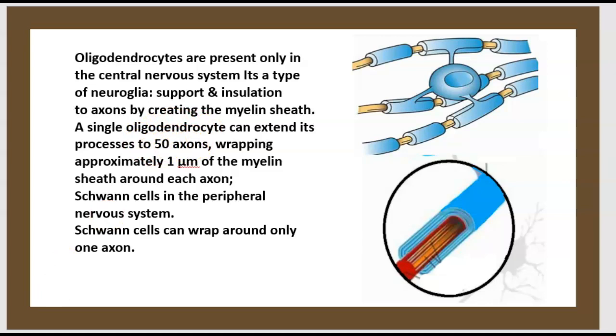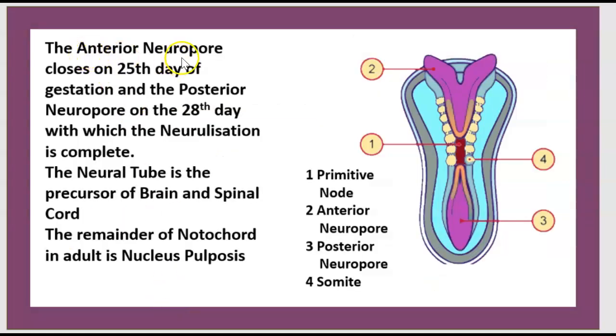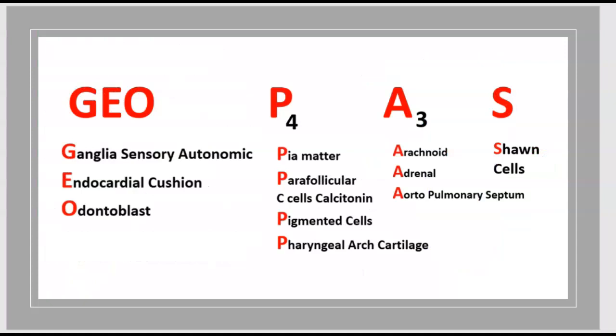The anterior neuropore closes at 25 days of gestation, and the posterior neuropore at 28 days of gestation, and neurulation is complete. How to remember that? GO PAS.